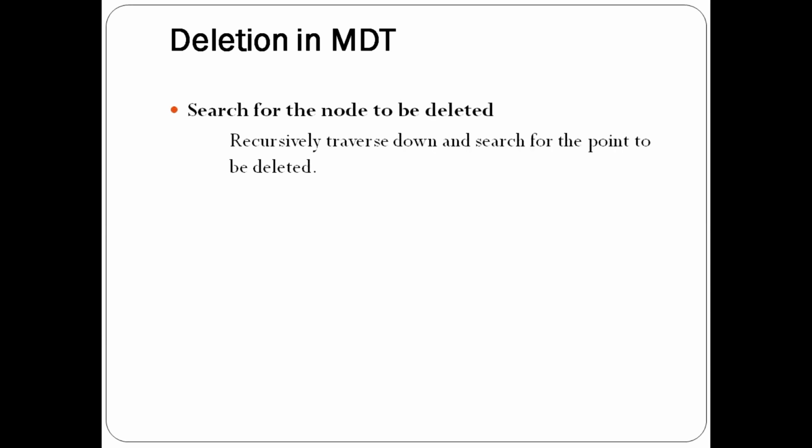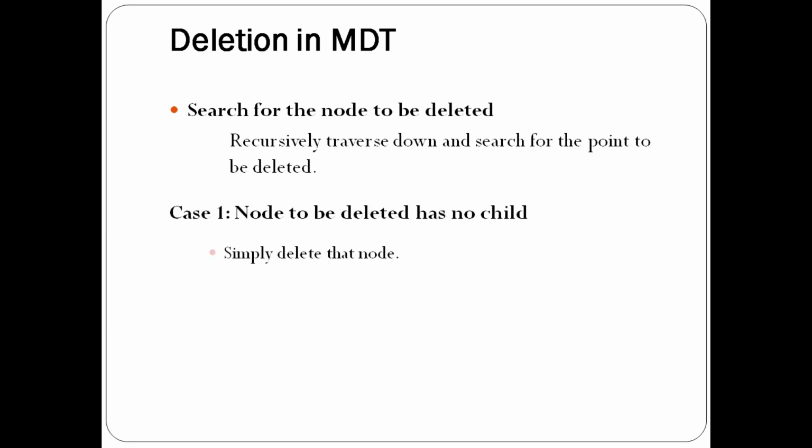So the first step is to search for the node to be deleted. For that purpose, we have to recursively traverse down and search for the point to be deleted. Here the searching is similar to the binary search tree except that we have to search according to the dimension. So if a particular node is available in the tree, then there are three possible cases for deletion in a multidimensional tree. Case number 1, the node to be deleted has no child.